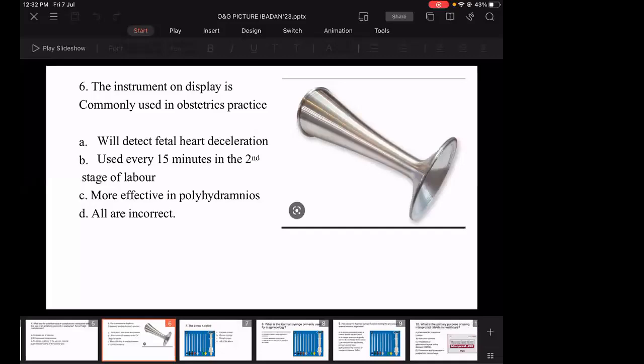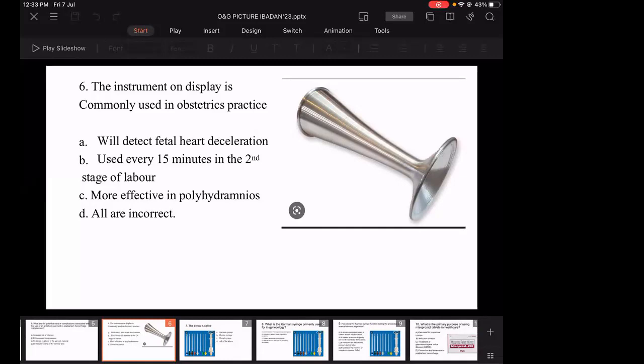The instrument on display, what is this instrument? Let's start from there. Pinard stethoscope. Yes, or fetoscope. So, the instrument on display is commonly used in obstetric practice. A, will detect fetal heart deceleration. Will it detect fetal heart deceleration? No?